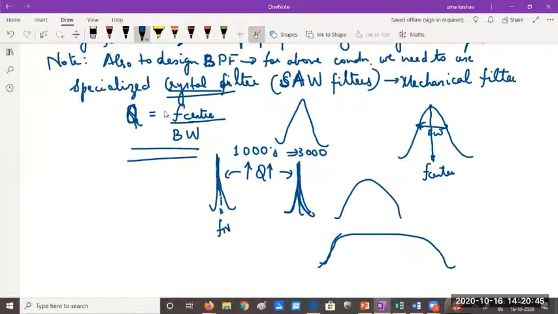The quality factor value in numbers, since both are frequencies, I won't have a unit for quality factor. So your center frequency will be very large and bandwidth will be very small. This is very large and this is small. Then you will get a large value of Q. Q would be large. So if the Q is large, you will be able to design a filter which can filter out very efficiently a small band of frequencies.